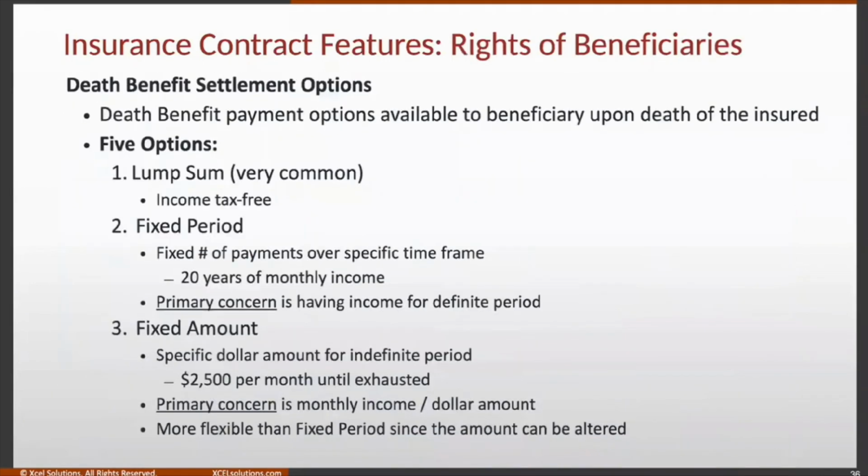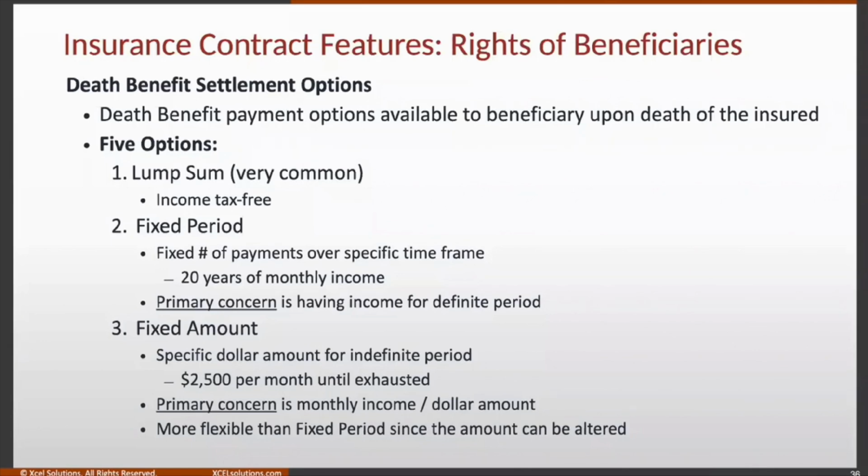All right, rights of beneficiaries. Now, we will talk about death benefit settlement options, and there are 5 of them. Death benefit payment options available to the beneficiary upon the death of the insured. Most people are very familiar with the first one, receiving that death benefit paid out to them in a lump sum, which is the most common way for a beneficiary to receive a death benefit upon the insured's death. They know they're going to receive it federal income tax free.